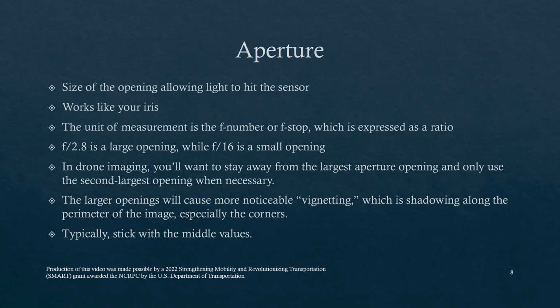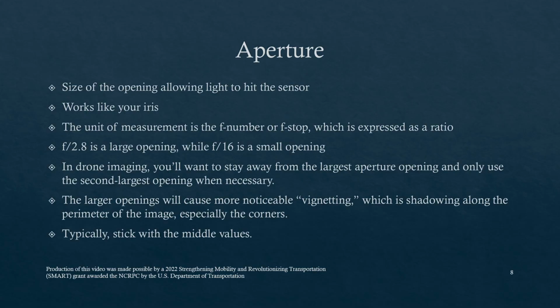The aperture is the size of the opening that's allowing light to hit the sensor. It works a lot like your iris, and how much light is let through your pupil. The unit's measured as an f-stop or an f-number. It's a ratio. It's not that intuitive until you get the hang of it. So a 2.8 is a large opening, while a 16 is a small opening.